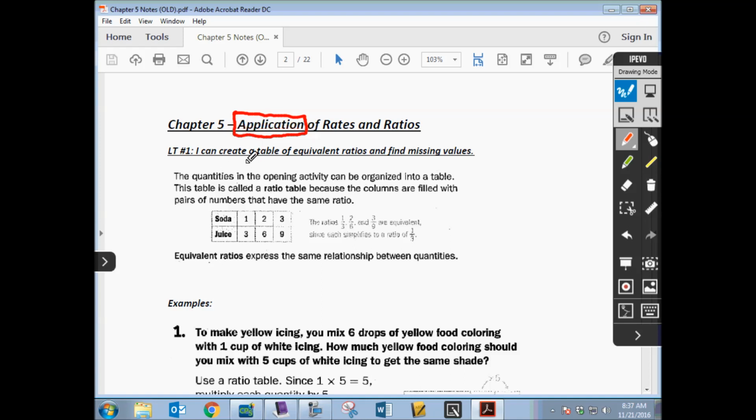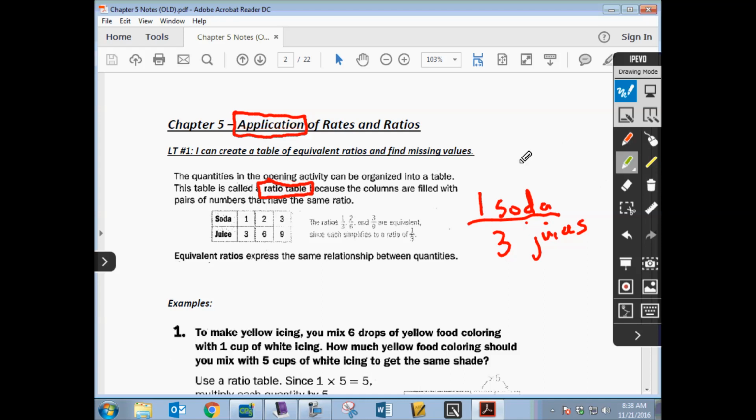For instance, this first one says the quantities in the opening activity can be organized into a table. This table is called a ratio table. Everybody put a box around it. That's really the buzzword here for learning target 1, because the columns are filled with pairs of numbers that have the same ratio. Right here you can see that the fake ratio given was 1 soda for every 3 juices. That's the basic fake ratio. Everybody see how I'm getting that?